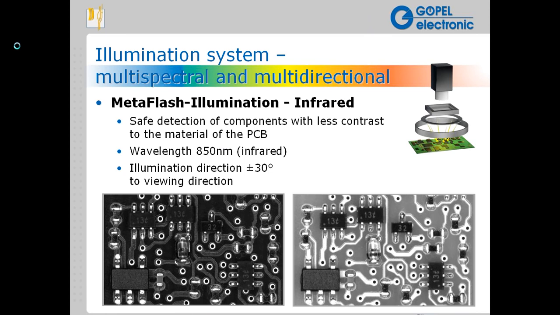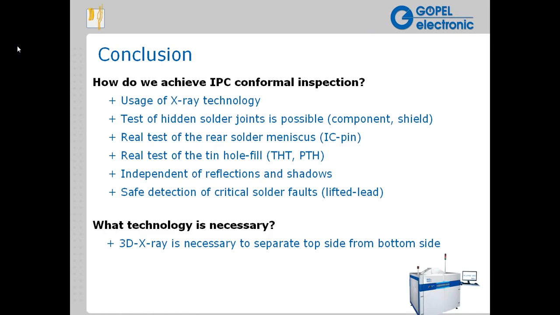Technologies that are necessary is a 3D X-ray system to separate top side from bottom side. 3D is very important in X-ray inspection, particularly from a performance and cycle time aspect. Short cycle times are needed to keep up with line speeds, and inline X-ray is an investment for the future, and especially in applications where testing of high dependability PCB assemblies is involved.